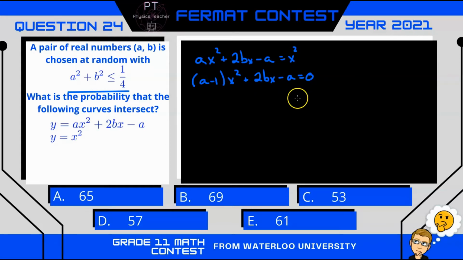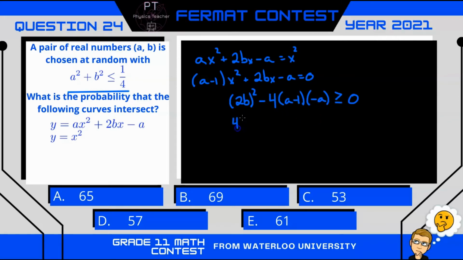But if we do have a quadratic, then we can solve it using the quadratic formula, but more importantly, we want to look at the discriminant. Because if the discriminant is positive, then we know there's going to be a real solution and therefore they intersect. So the discriminant would be (2b) squared, so that's the b coefficient right here, minus 4ac, with the a coefficient being a minus 1, and the c coefficient being minus a. That has to be greater than or equal to 0 to have a real solution. Alright, so let's expand and simplify this a bit.